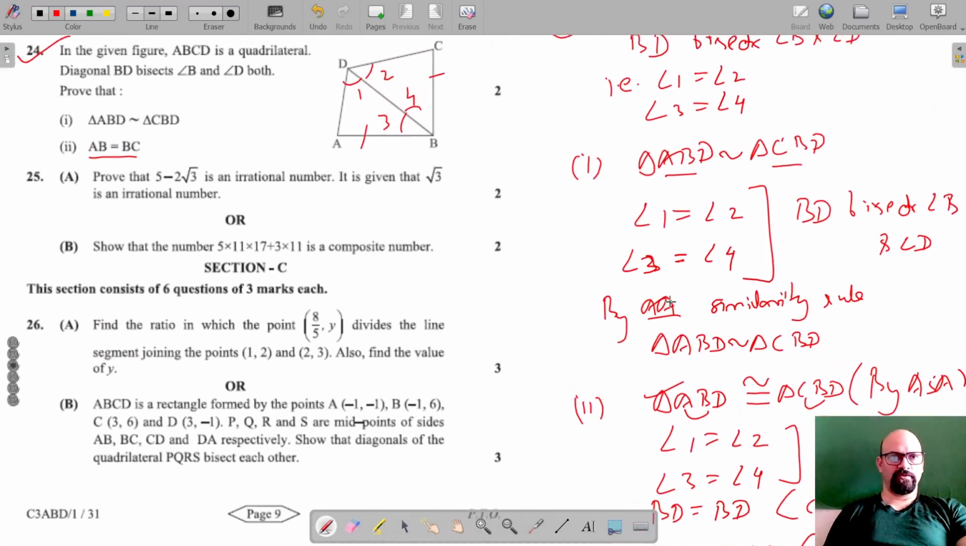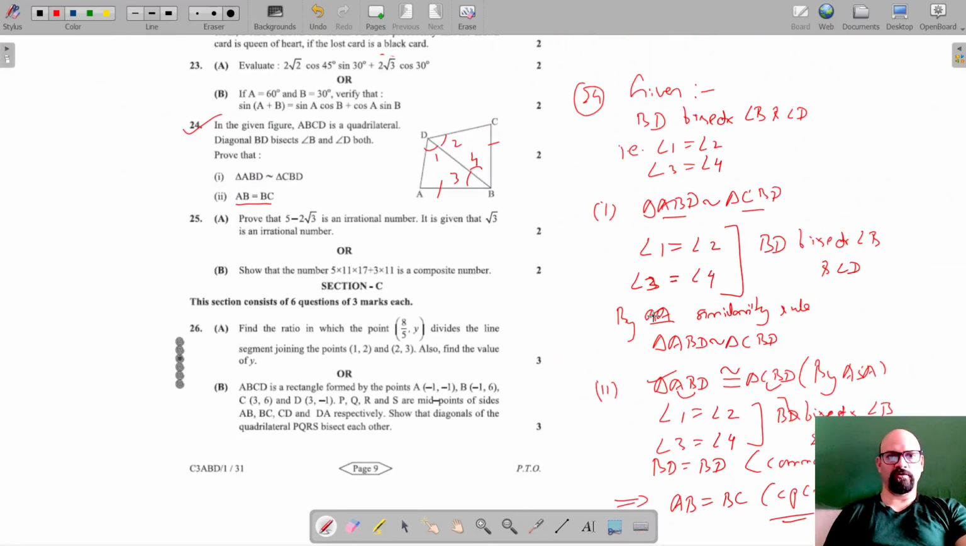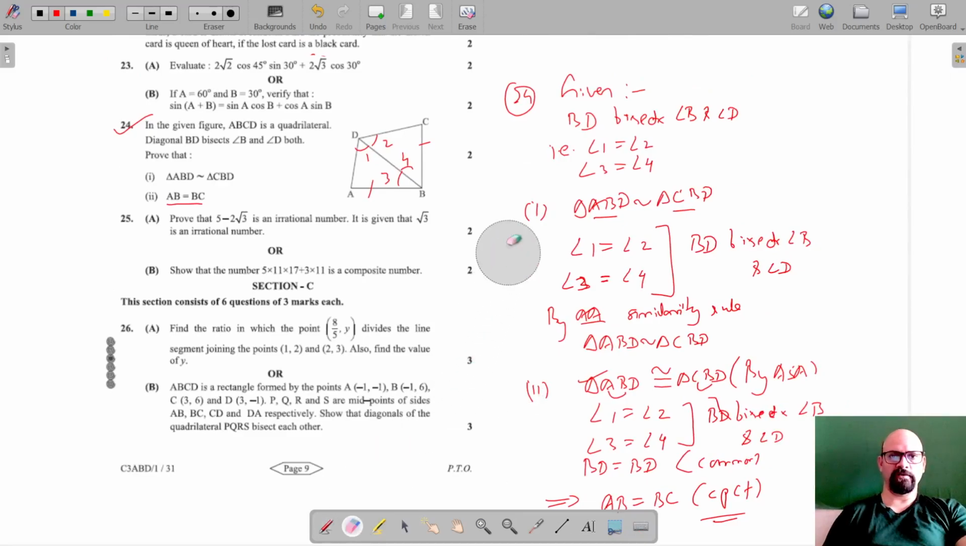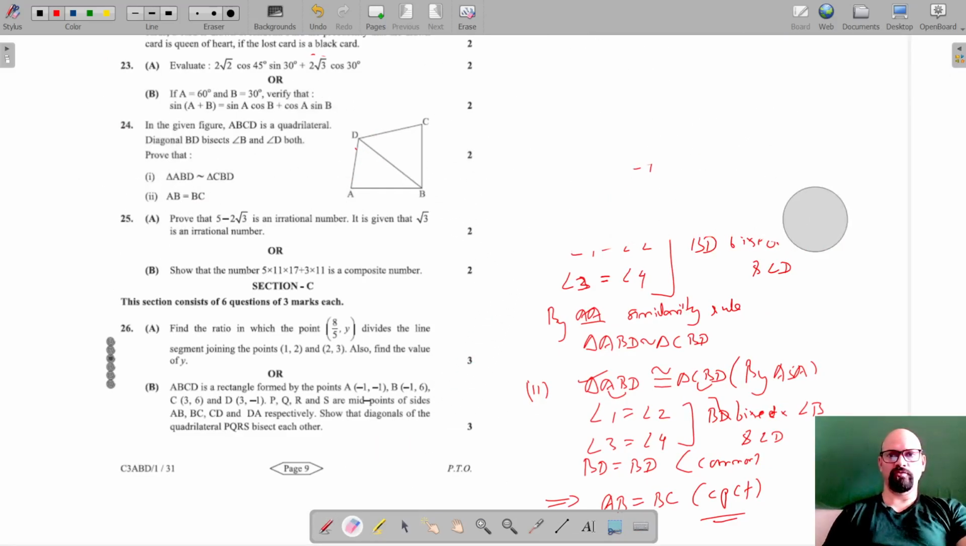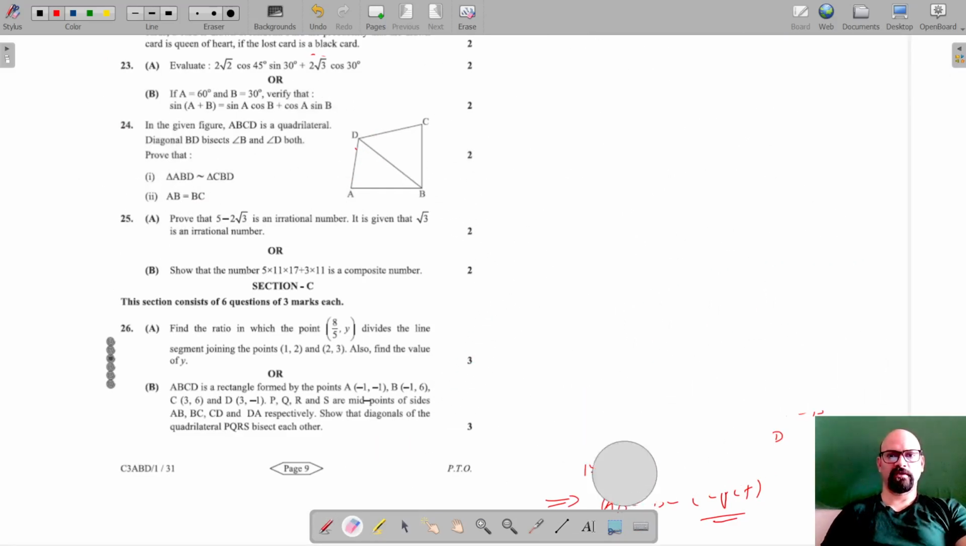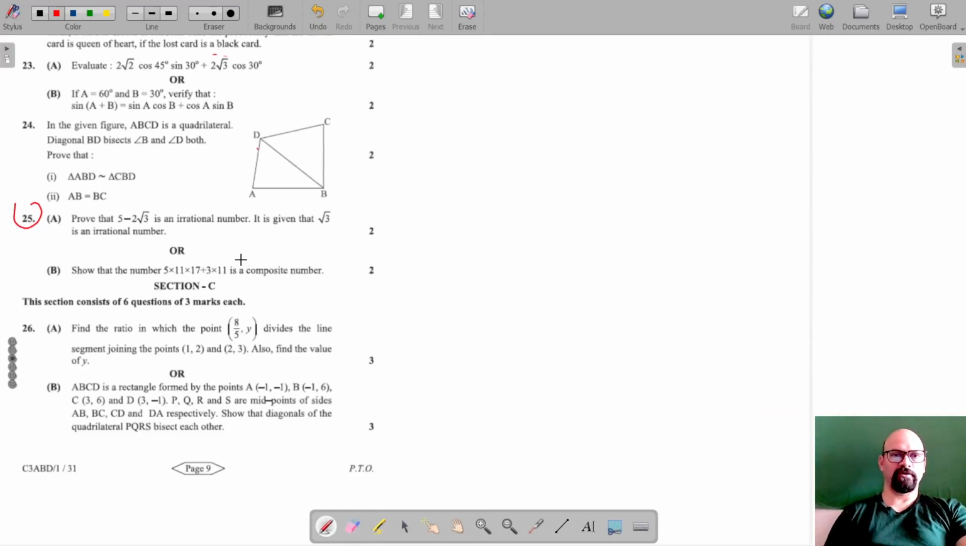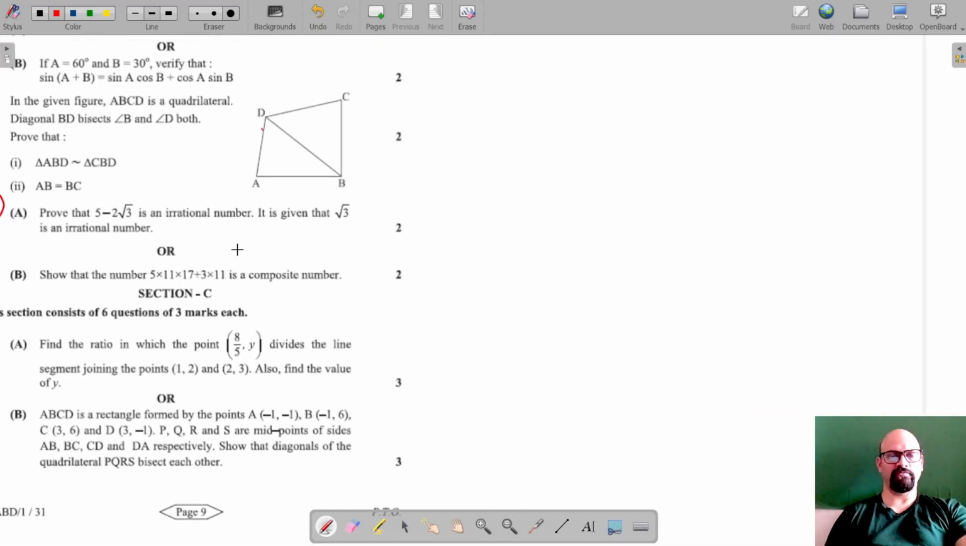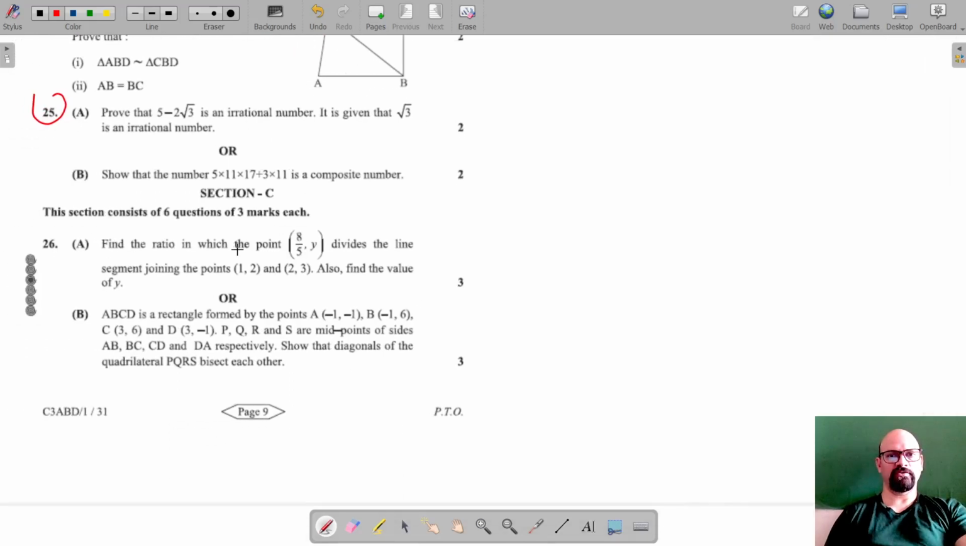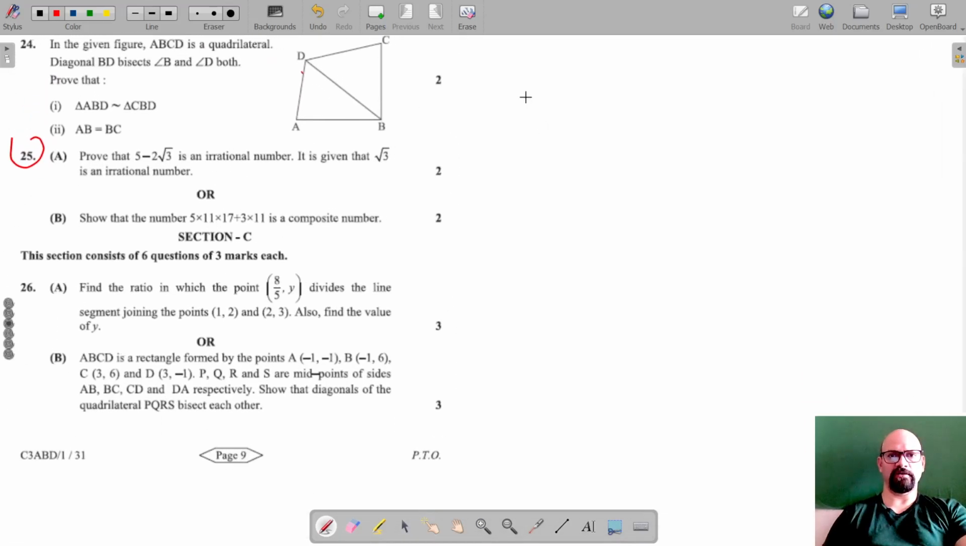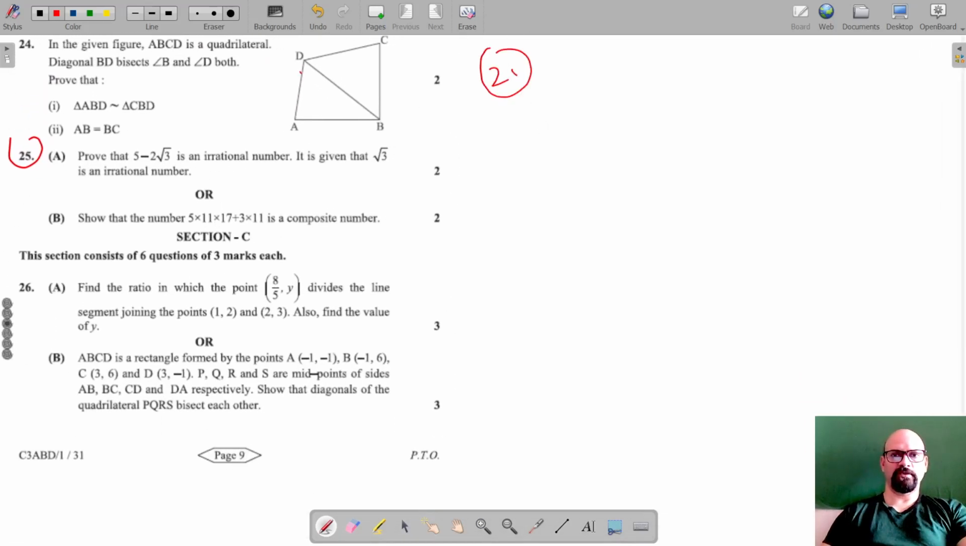Okay, so we are done with question number 24, and moving on to question number 25, we will discuss both the parts, part A and part B of question number 25. For question number 25, we have to prove that 5 minus 2 root 3 is an irrational number.